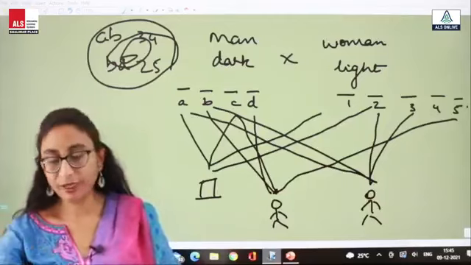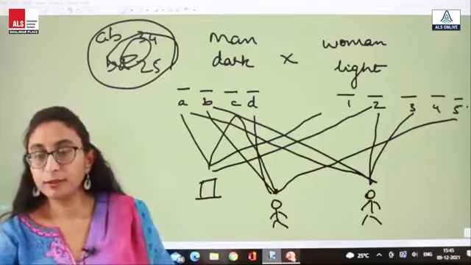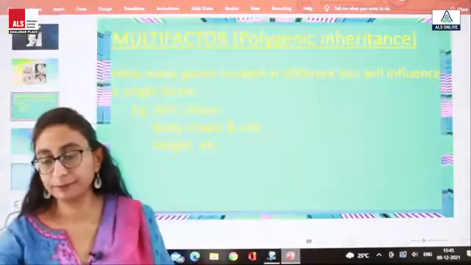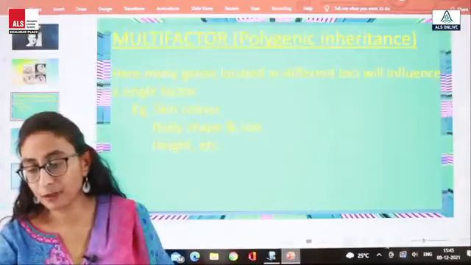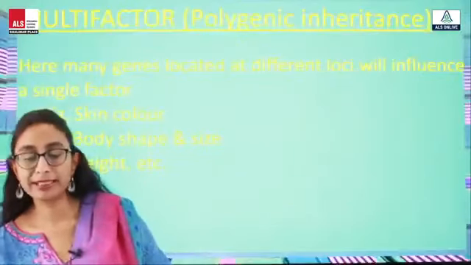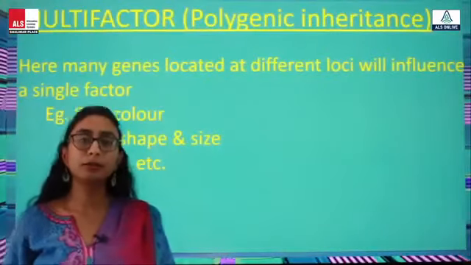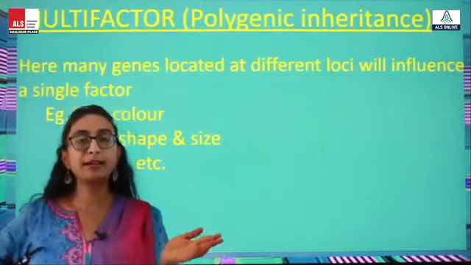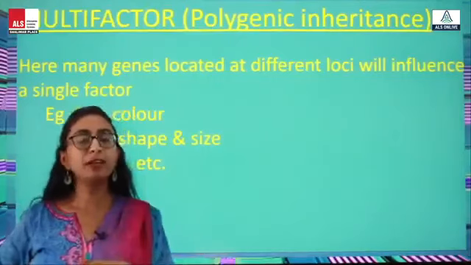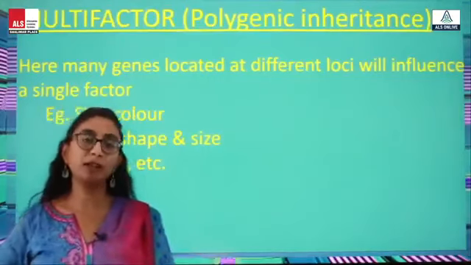Okay, so what are the various examples of multi-factor inheritance? The examples of multi-factor are skin color, as I already told you. So if a man who is dark is married to a woman who is very fair, you can find children having many different color shades.